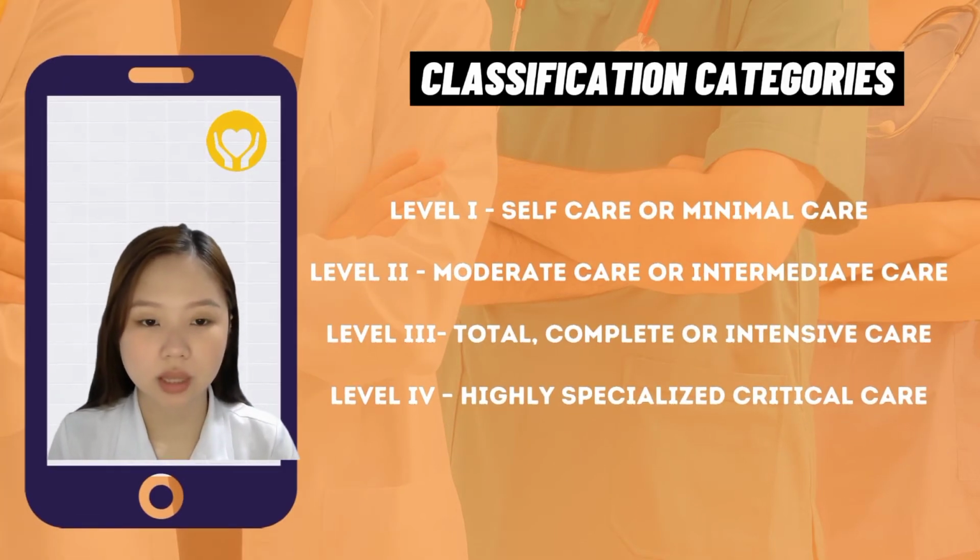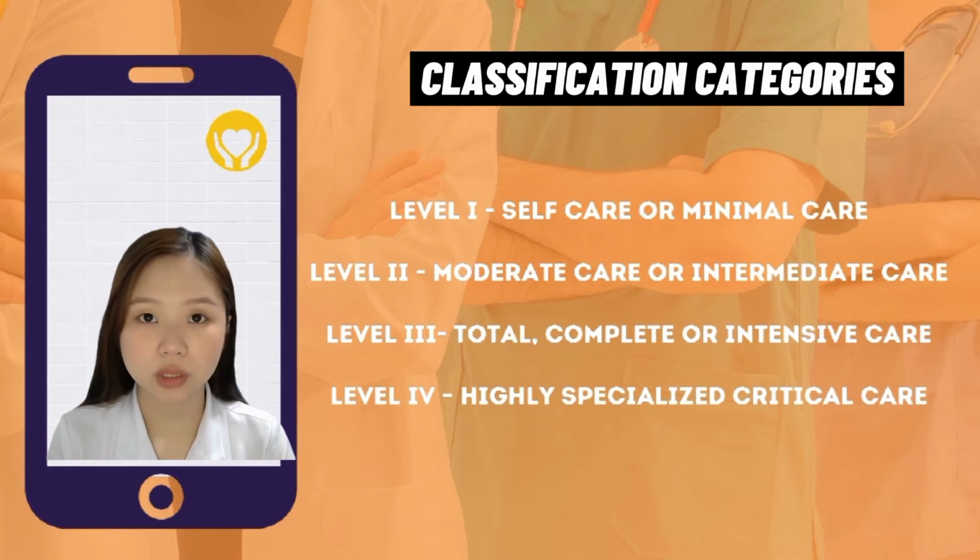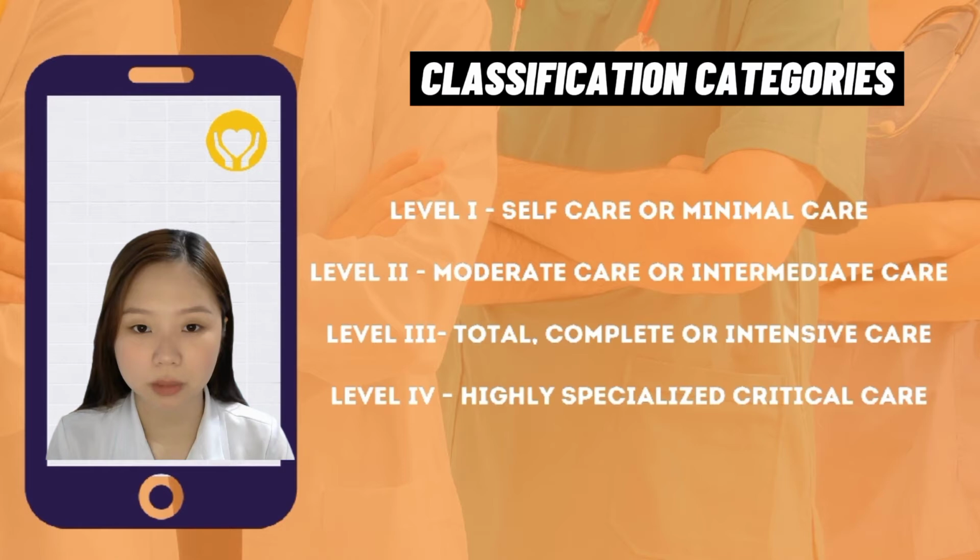Classification categories. Among these three, the most commonly used is the descriptive kind of patient classification system. These are subdivided into four classifications, namely Level 1, self-care or minimal care; Level 2, moderate care or intermediate care; Level 3, total, complete, or intensive care; and Level 4, highly specialized critical care.